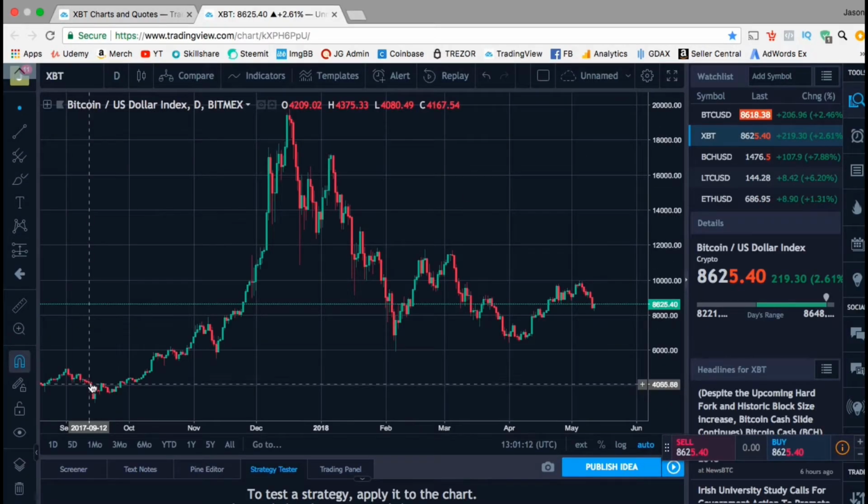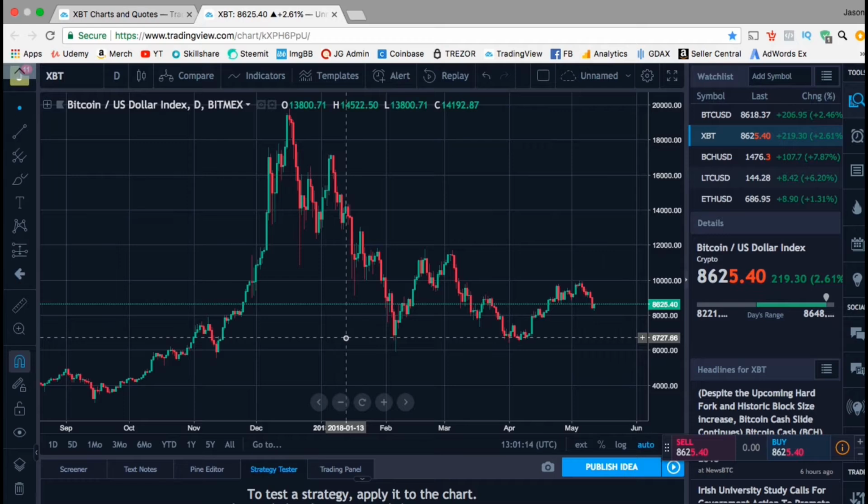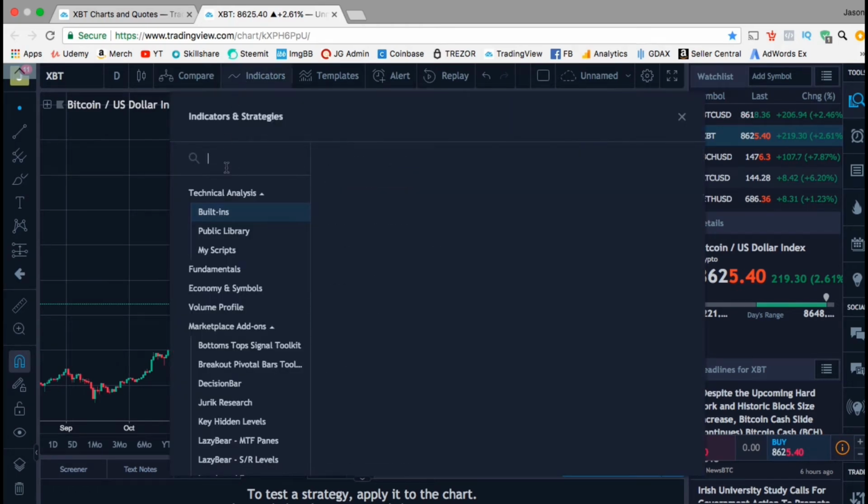So here's the candlestick chart for XBT, which actually follows the price of Bitcoin in US dollars. This is a great way to capitalize on cryptocurrency volatility if you don't want to purchase the actual coins. So let's add the MACD to our chart. We're going to go up to the top menu and click on Indicators.